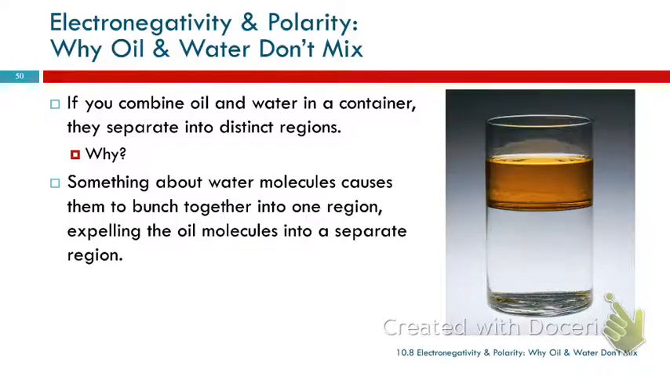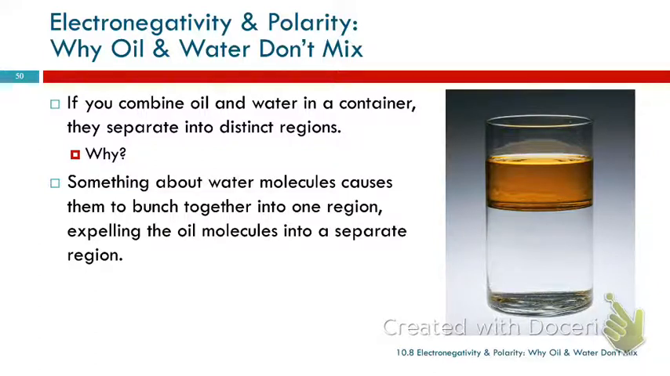Okay, so we've been talking about the shapes of molecules, and the reason we talk about shapes of molecules is because it helps us to understand the properties of compounds. One of those properties is miscibility. So if you look here, this is oil and water in a glass. You probably know from personal experience that oil and water just do not mix.